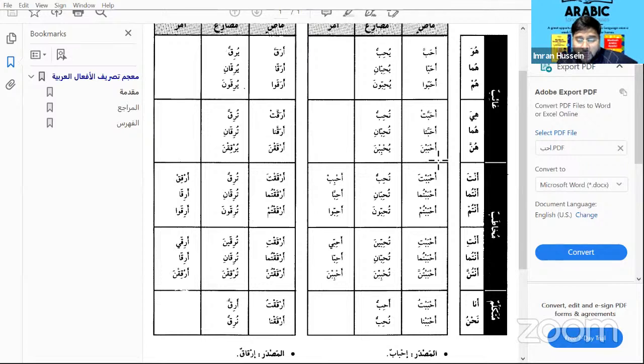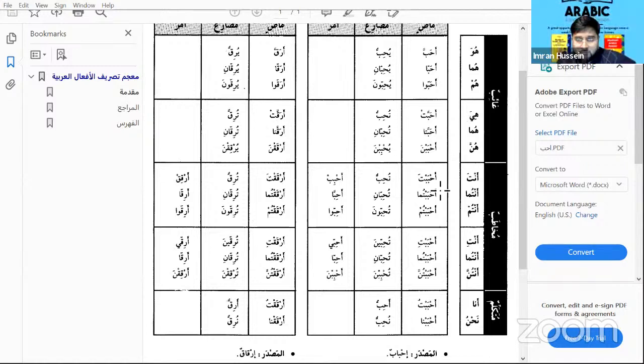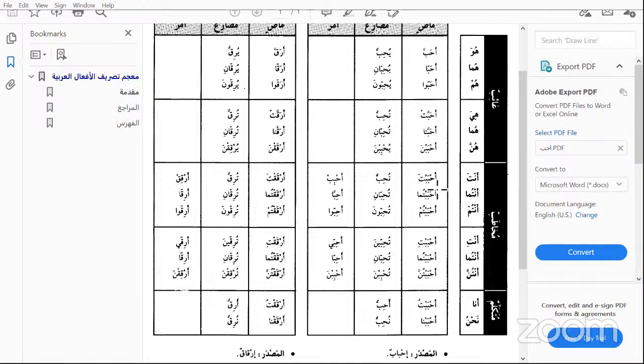So ahbabna. Conjugate. Bismillah. Ahabba, ahabba, ahabu, ahabbat, ahabbata, ahbabna. Excellent. Ahbabta, ahbabtuma, ahbabtum, ahbabti, ahbabtuma, ahbabtunna, ahbabtu, ahbabna.